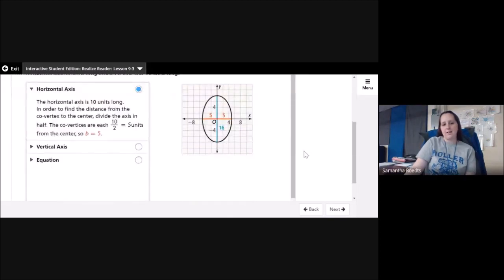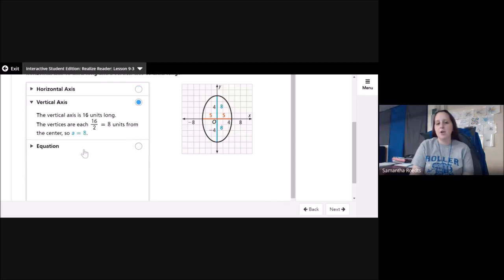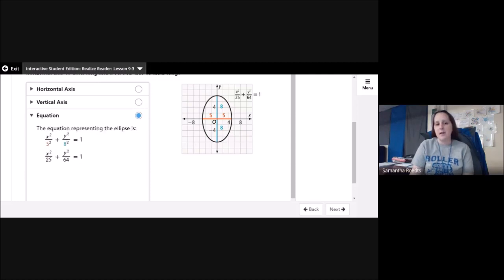The horizontal axis is 10 units long. In order to find the distance from the co-vertex to the center, divide the axis in half. The co-vertices are each 10 divided by 2, or 5 units from the center, so B equals 5. My vertical axis is 16 units long, so 16 divided by 2 is 8, so A equals 8. The equation representing the ellipse is x squared over 5 squared plus y squared over 8 squared equals 1, or x squared over 25 plus y squared over 64 equals 1.